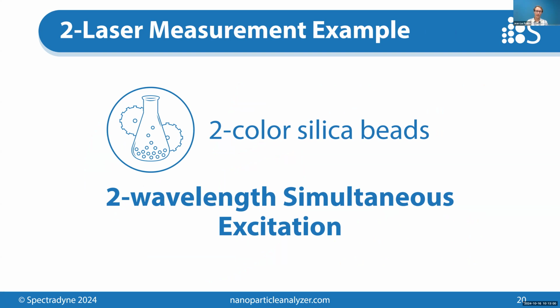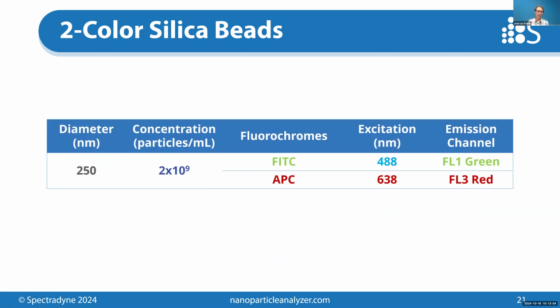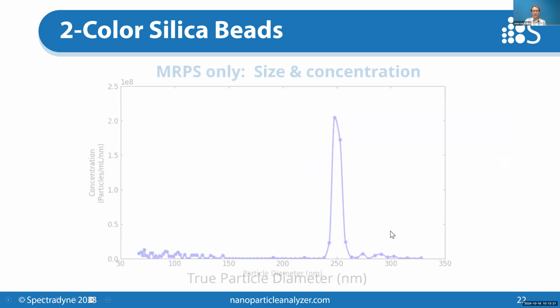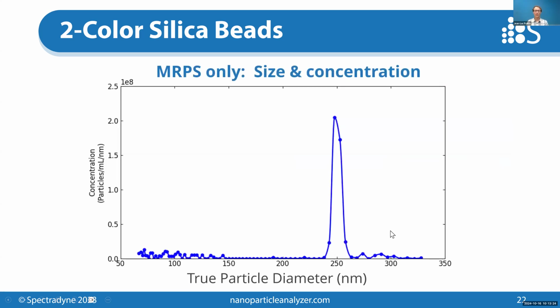Okay, these are dyed with 2 different fluorochromes. So these particles are 250 nanometers diameter. They're 2 × 10⁹ particles per mL. And each particle is stained with 2 different fluorochromes, FITC and an APC. They excite off the 2 different lasers, and they emit in 2 different channels. Okay. When we look at just the size and concentration distribution of these particles, this is what we measure.